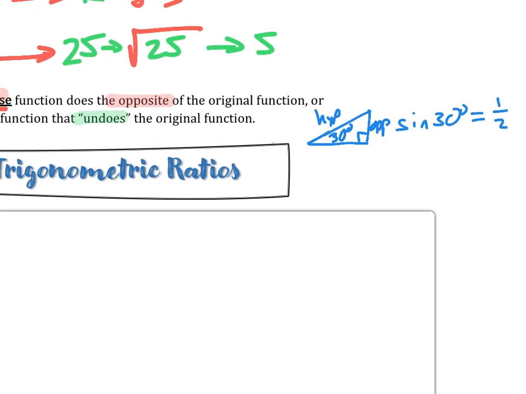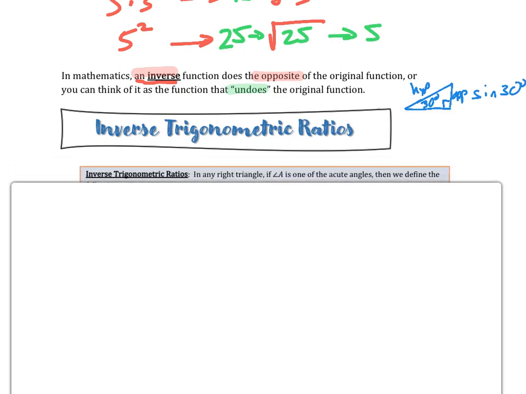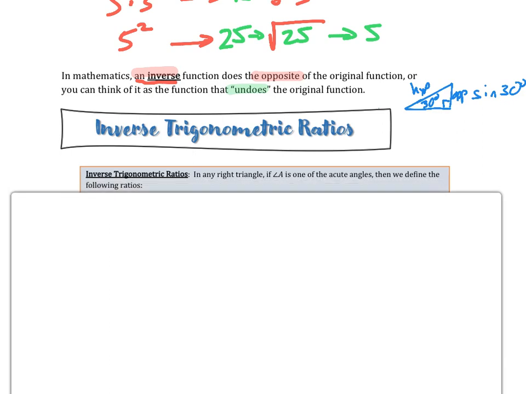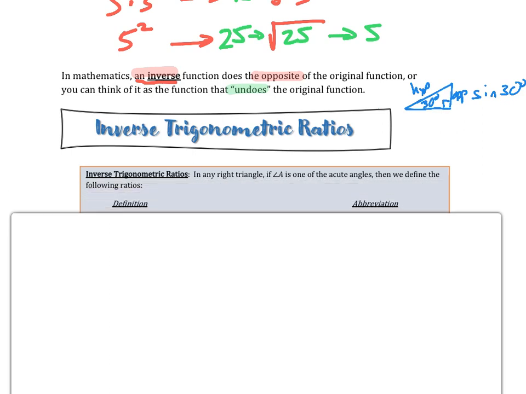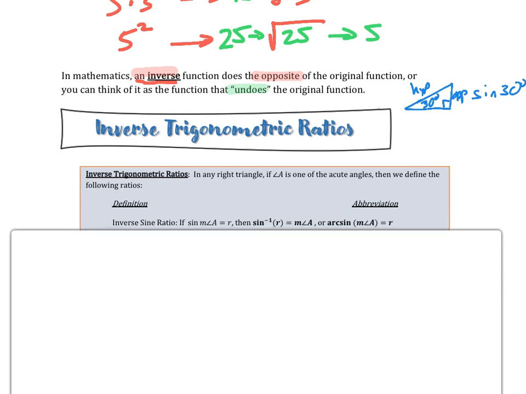Well, now we don't know the angle. We're trying to find the angle, so we need to go backwards. Instead of starting from the angle, we're going to go back to the angle. So this going backwards is called finding an inverse. So these are our inverse trig ratios. If we have a right triangle, and some angle A is one of the acute angles, then we've got these ratios. So we've got the inverse sine ratio.